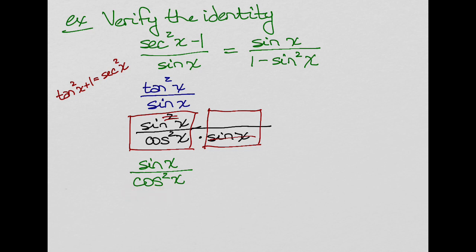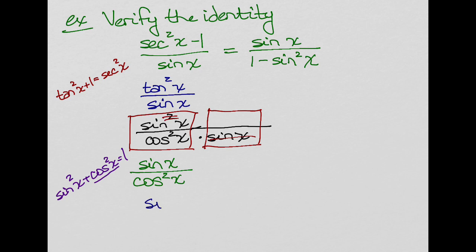However, that cosine, let's go for purple. That cosine squared x, we have another Pythagorean identity that says sine squared x plus cosine squared x equals 1. Which means cosine squared x I can get by subtracting sine squared x. That's 1 minus sine squared x.